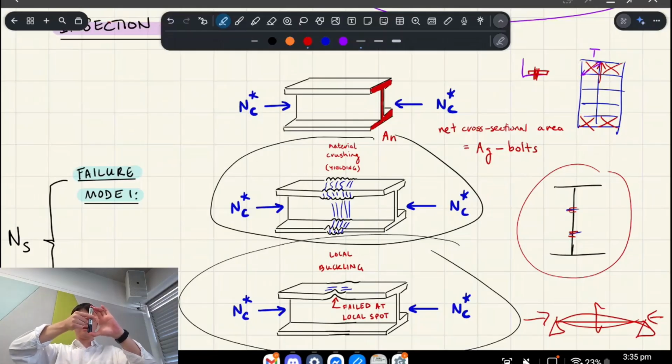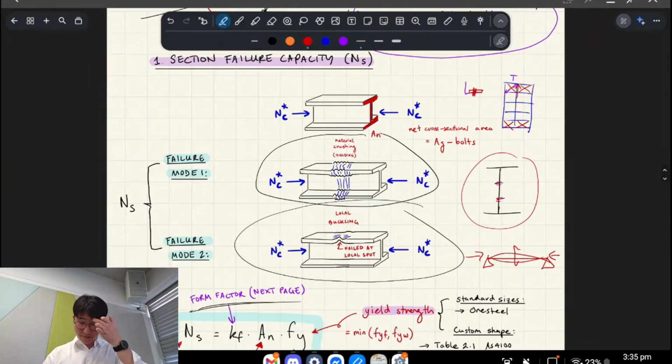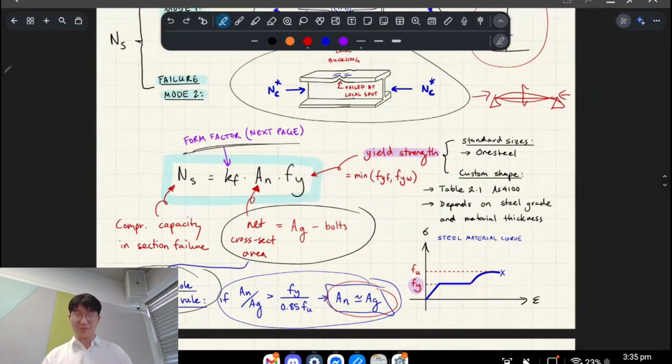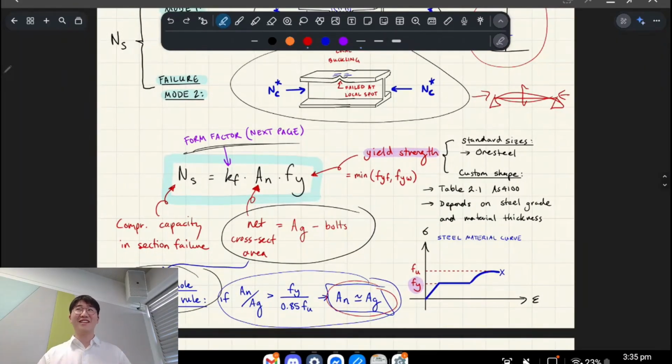It eats up a high percentage of that area, but for a large section, a bolt doesn't take up as much of that, relatively speaking. Do you know what I mean? So that's why we use Ag a lot of the time as An, right? So there's this rule to say, yeah, it's negligible, basically the hole. All right, that's a long-winded explanation, but that's all to say, oftentimes we just use Ag in this formula instead of An.